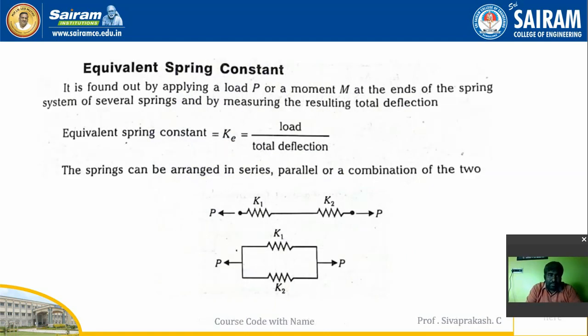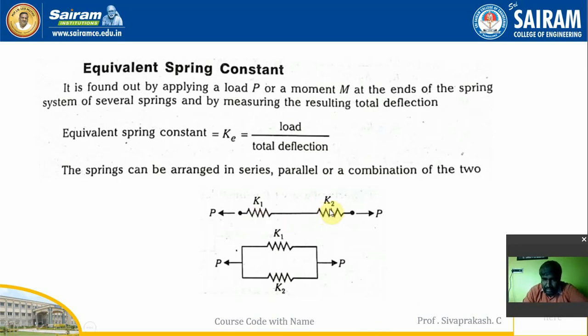So coming on to the equivalent spring constant, that is the Ke value. It is found by applying a load P or a moment M at the end of a spring system of several springs and measuring the resultant total deflection. So K will be equal to load divided by the total deflection. The springs can be arranged in series, parallel, or a combination of the two.